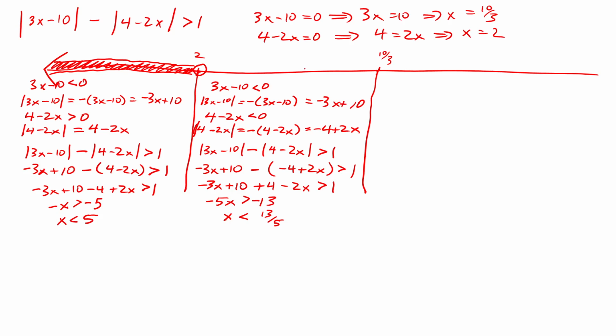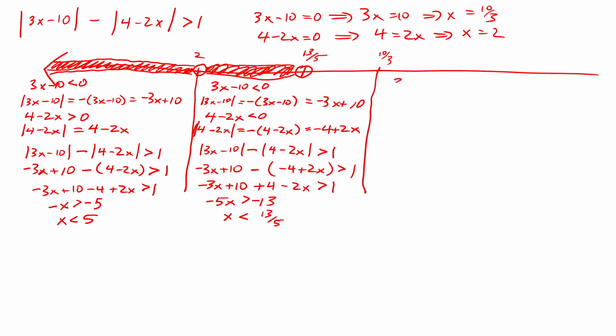Now, 13 over 5 is in between 2 and 10/3. It's right about here. So what we're going to do is shade in all values in our interval which meet the condition of x being less than 13 over 5. So we're going to shade in everything in between 13 over 5 and 2. Now finally, we're going to look at the far right.